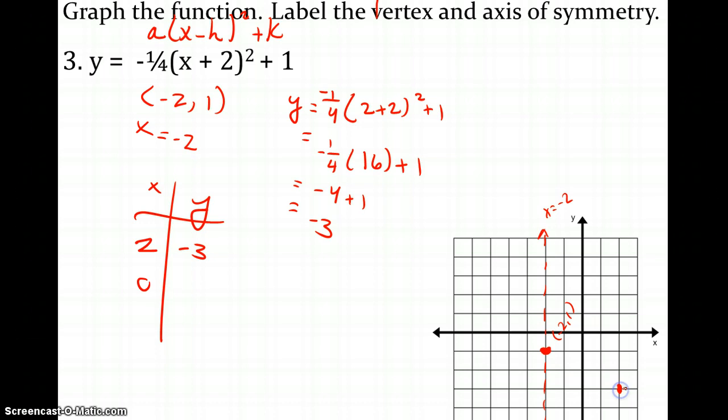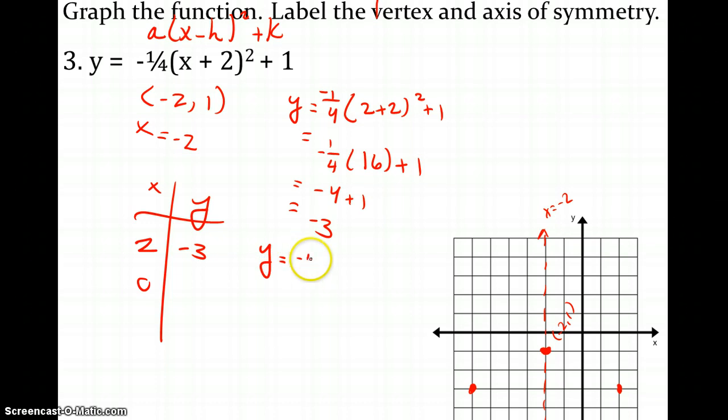Since you did that point, I know that I could also reflect it. So that's 1, 2, 3, 4 from the axis of symmetry. So another point at the same distance would be 1, 2, 3, 4. We now have 3 of the 5 points that we needed. We need one more, so let's plug in 0.